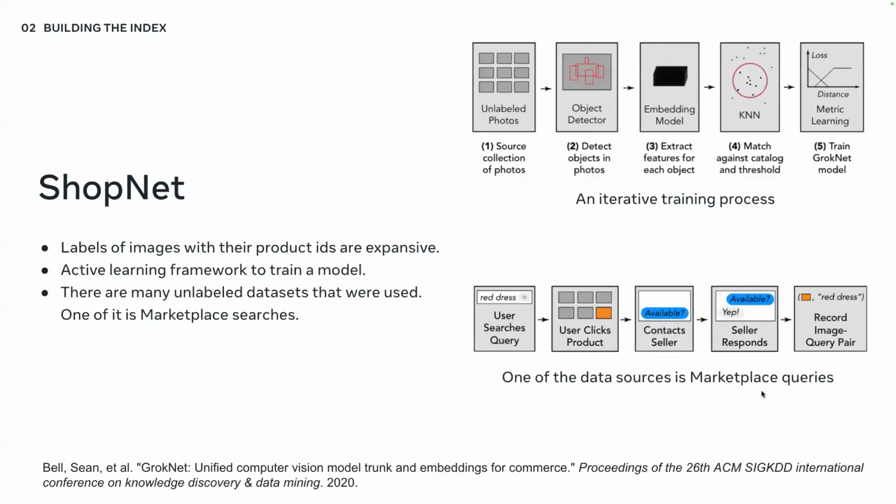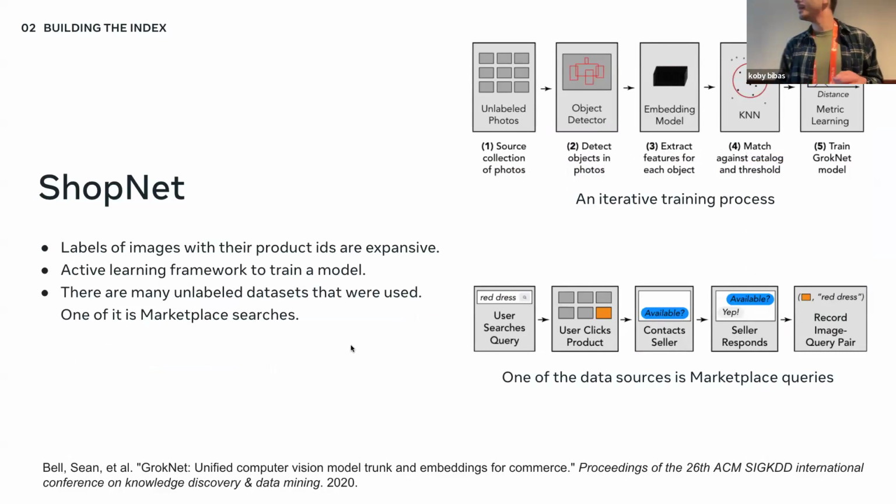A few cool details from the paper is that they used the active learning approach, because labeling of images with the product ID is very expensive. So there is such an iterative process where they train a model, then extract features, do the matching, annotate, and then repeat the process over and over.